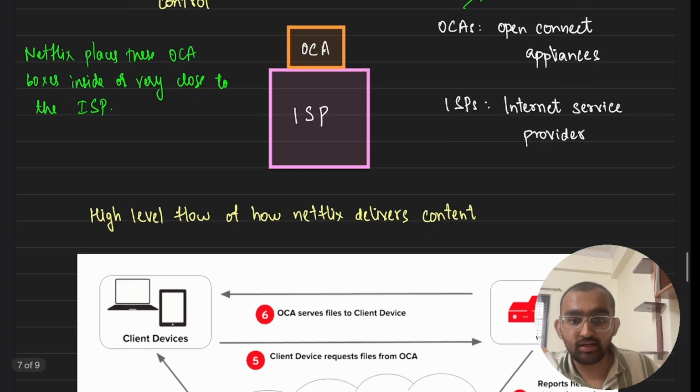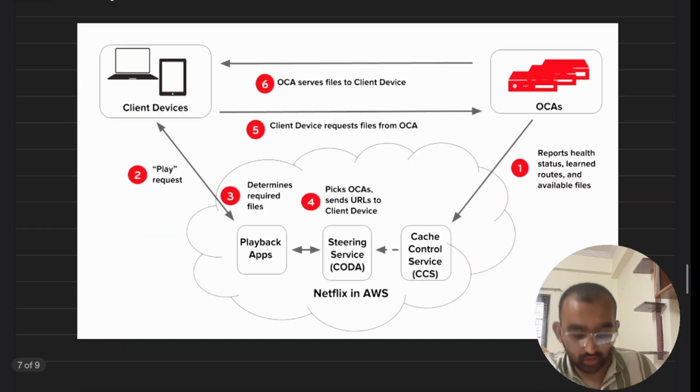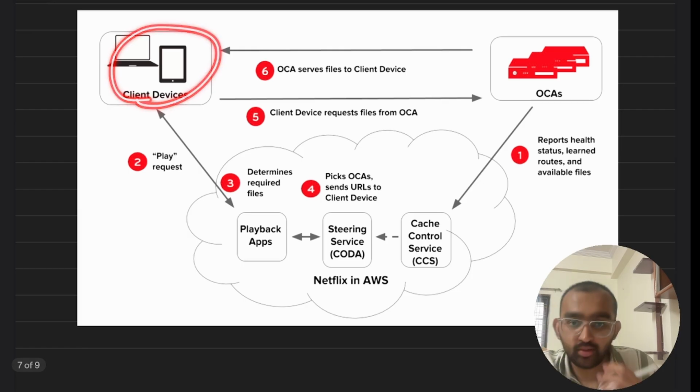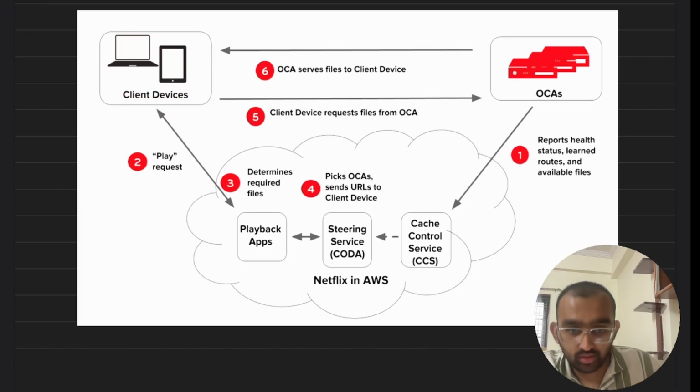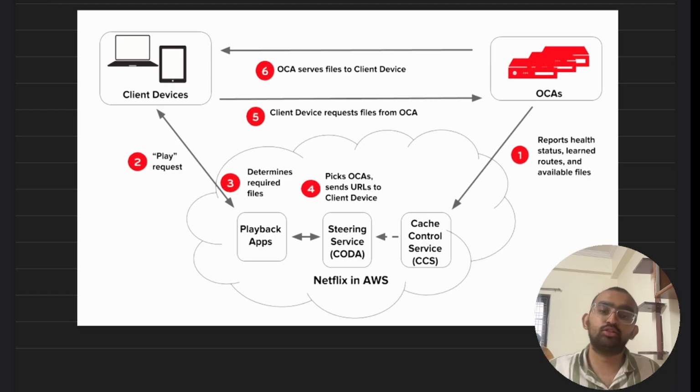So let's understand the high level flow of how Netflix delivers content. When a user presses play, Netflix first figures out which nearby OCA it should serve the request from. So say it has a list of OCA URLs, then it fetches the OCA URL which is nearer to the user. Then the video chunks are delivered from that particular OCA which is near to the user, which is then served through the ISP directly to the user. This means the content does not need to travel across long internet paths every single time. Instead, it is just served from a place which is much closer to the user.